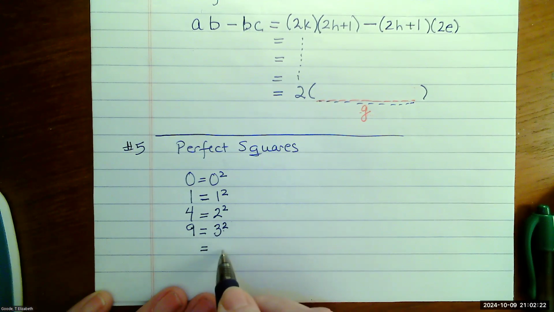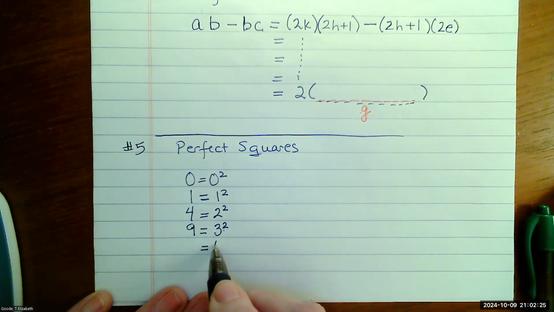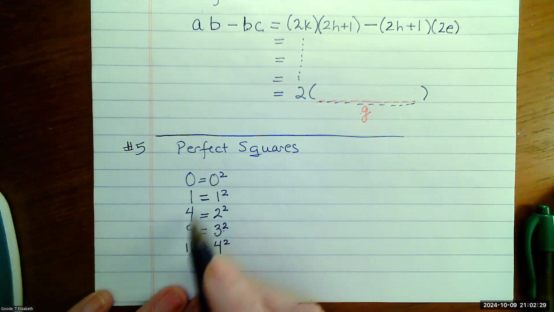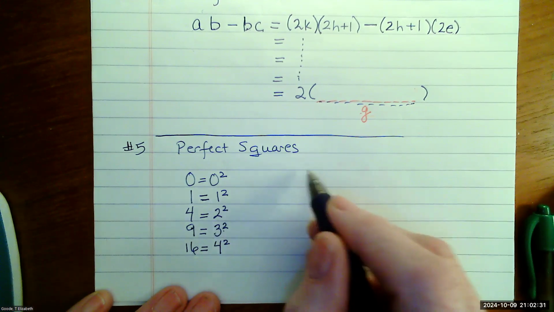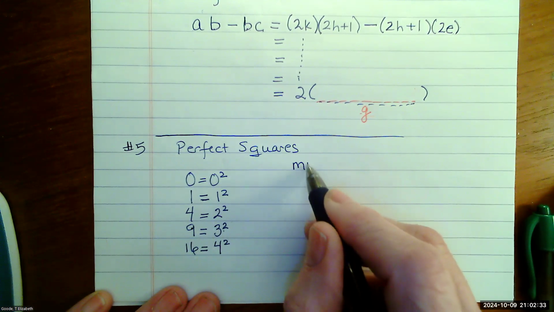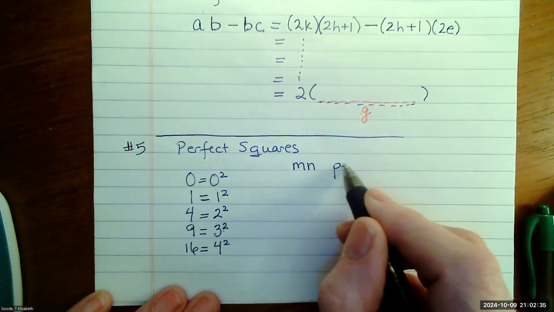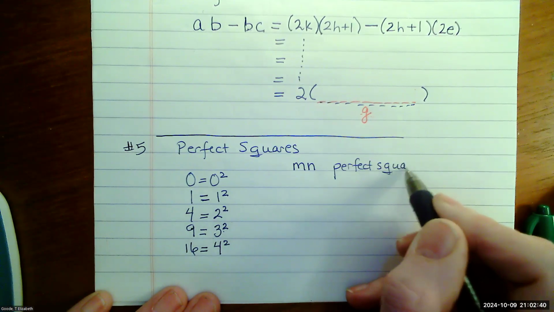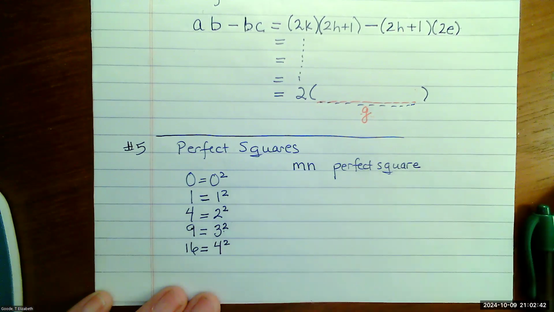What would be the next perfect square? 16. Yeah, exactly. And so we have enough to go on right here, because we need m times n to be a perfect square. So let's look at some examples where m times n is a perfect square.